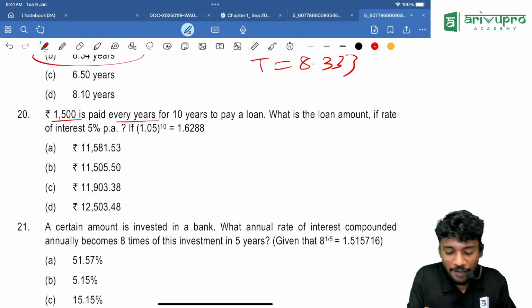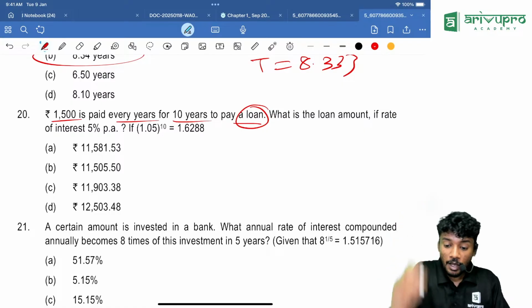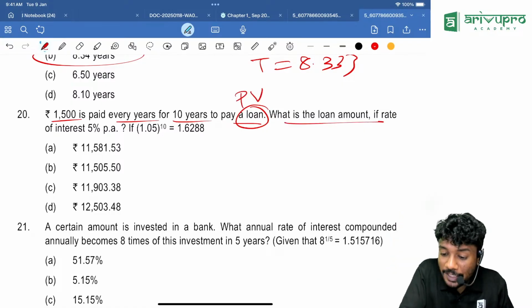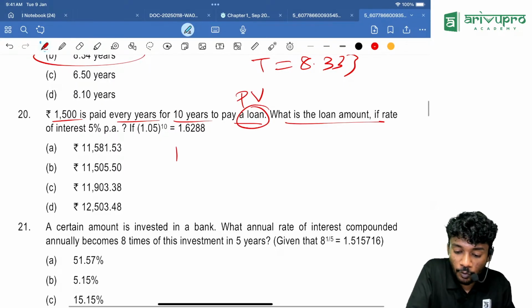1,500 is paid every year for 10 years to pay off a loan. Loan means what? Present value. What is the loan amount? We need to find the present value. What is the method we are going to follow?